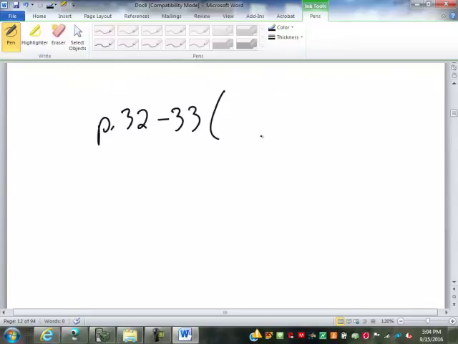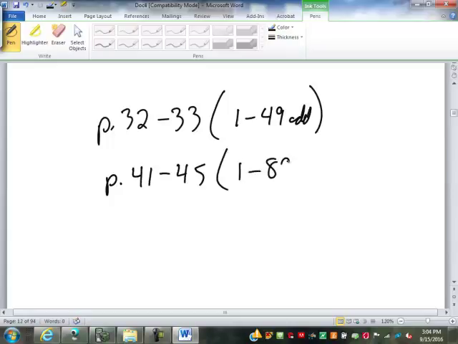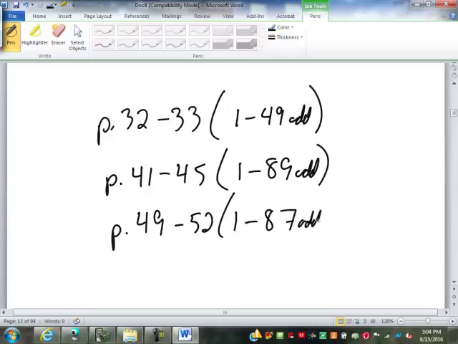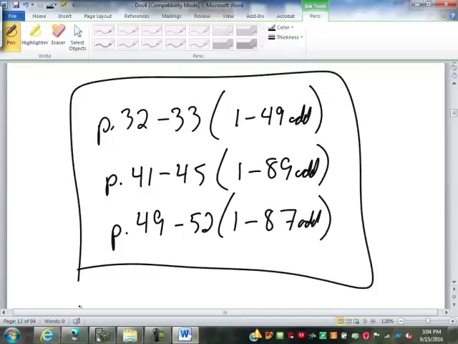So homework for next Tuesday, page 32 to 33, 1 through 49, the odds. That's just on renaming fractions. Page 41 to 45, 1 through 89, the odds. That's going to be on adding and subtraction. And page 49 through 52, 1 through 87, the odds. Multiplying and dividing. Now, as always, if you do one or two of the first ones and they're easy, jump ahead. I'm not sending you home with 107 homework problems here. If you're not very good at it, well, you might need to practice.